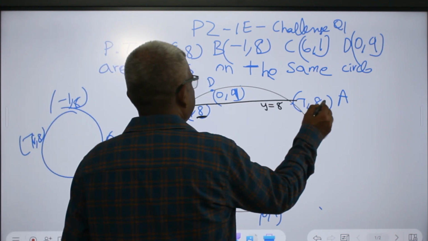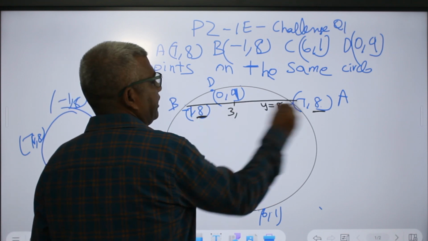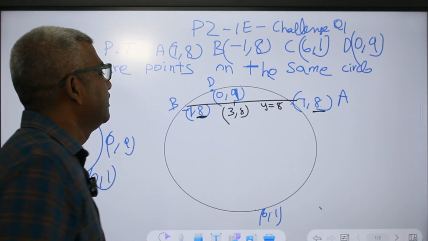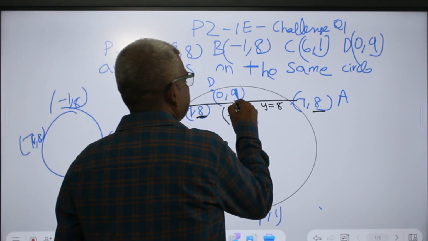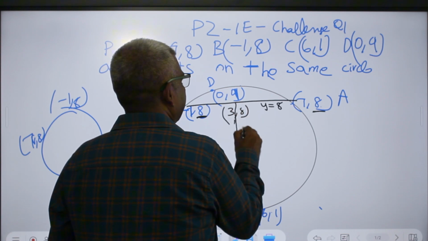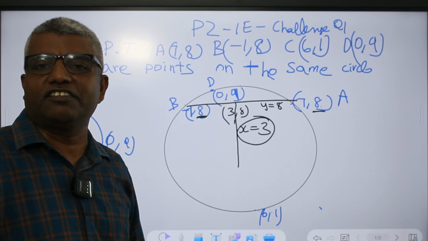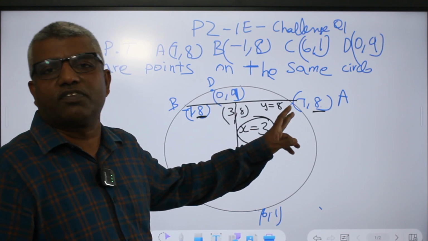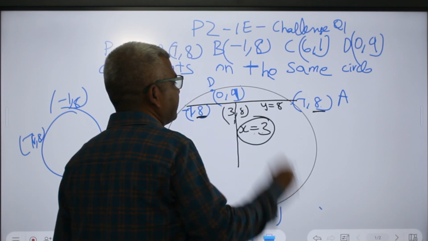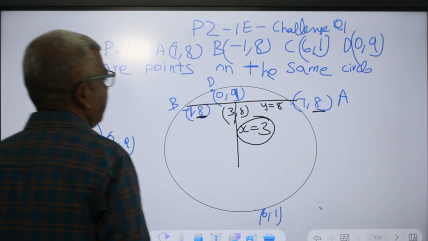What is this midpoint? 7 minus 1 is 6, 6 by 2 is 3. 8 plus 8 divided by 2 is 8. The midpoint is (3,8). What is the perpendicular bisector? It will be x equals 3. This is the perpendicular bisector line. So the center's x coordinate is 3, we found out. Then we need to find the other coordinate.